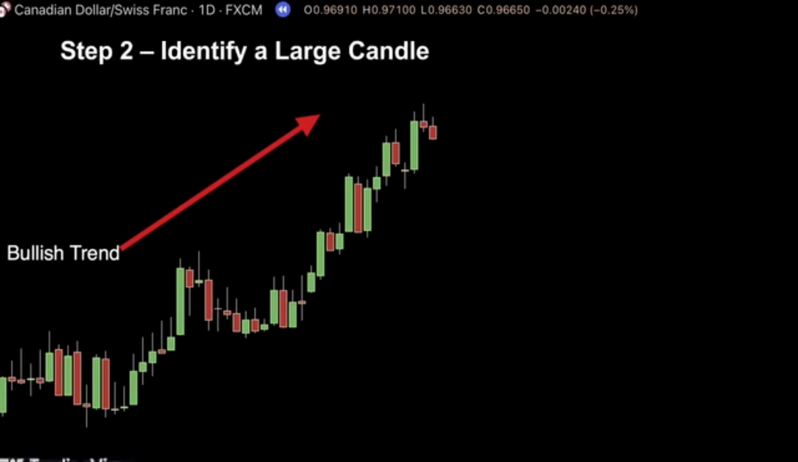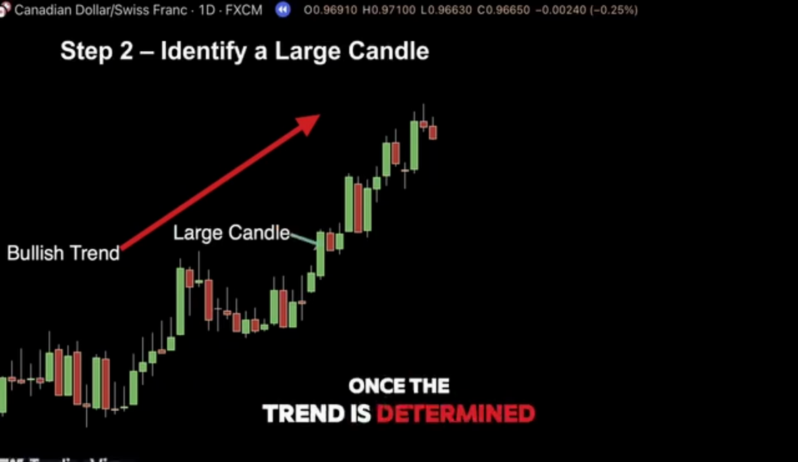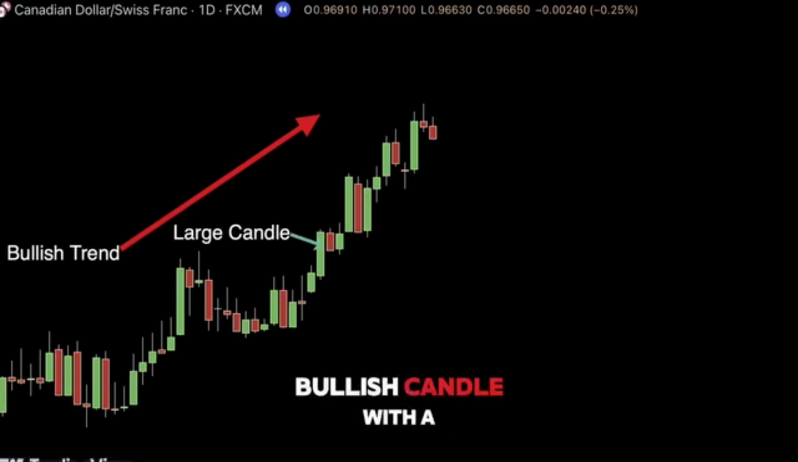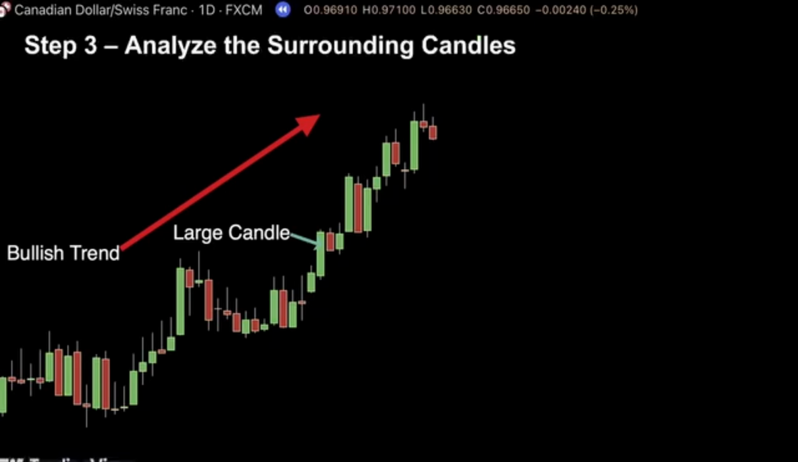Step 2. Identify a large candle. Once the trend is determined, your next task is to locate a large candle with a significant body and minimal wicks. In a bullish market, look for a strong bullish candle with a wide body. Conversely, in a bearish market, focus on a large bearish candle that also has most of its range in the body.